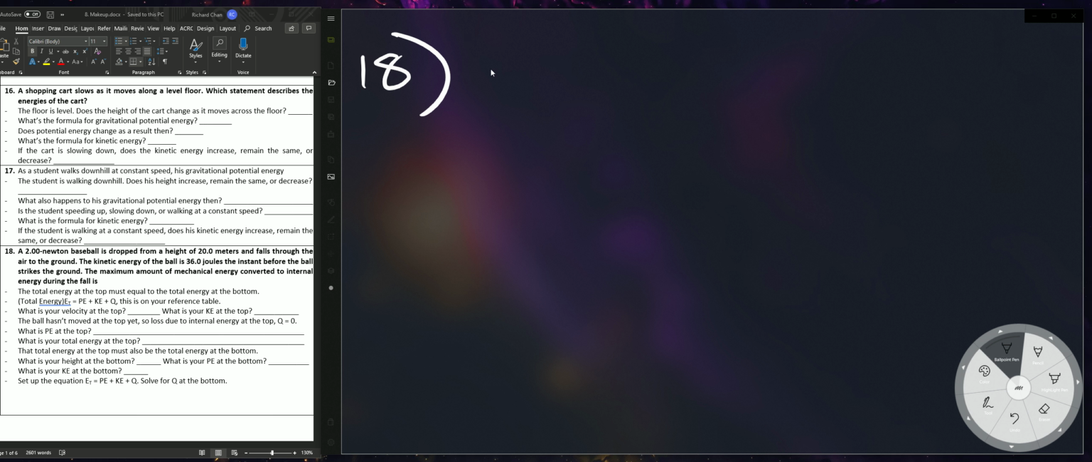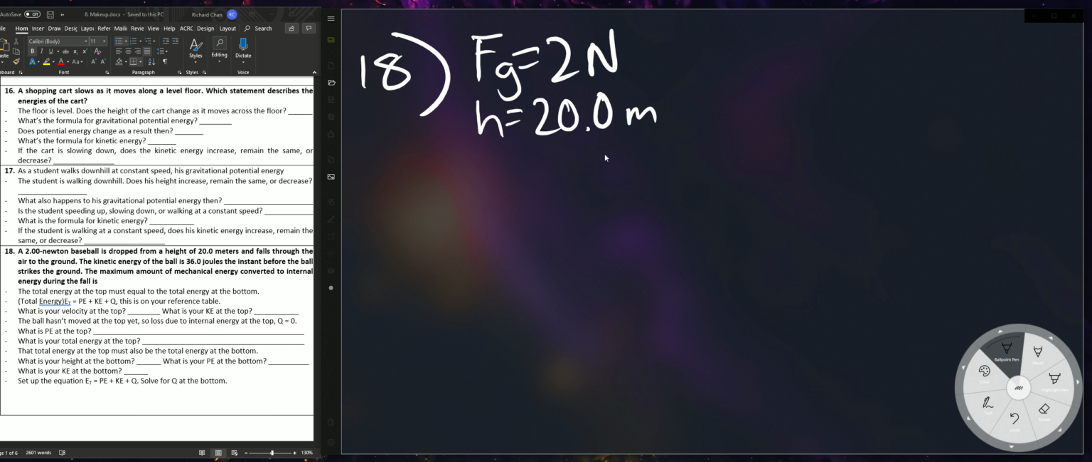2 Newton baseball. Since this says 2 Newtons, it's already giving you the weight. A height of 20 meters. Kinetic energy of the ball is 36 joules. Maximum amount of mechanical energy converted to internal energy during the fall is what? Alright, so again, this deals with conservation of energy.